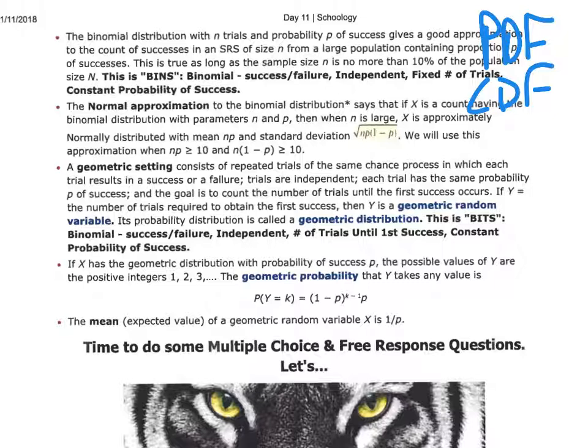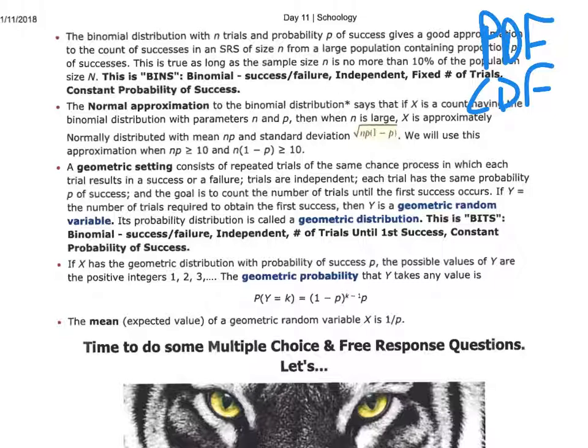So geometric is when we want the very first success to be the case. If you do want to find the probability for geometric, you could do it by hand. This here is on the formula sheet, and you could reference it if you wanted to. You will not find the mean for the geometric distribution on the formula sheet. It's just 1 over p.